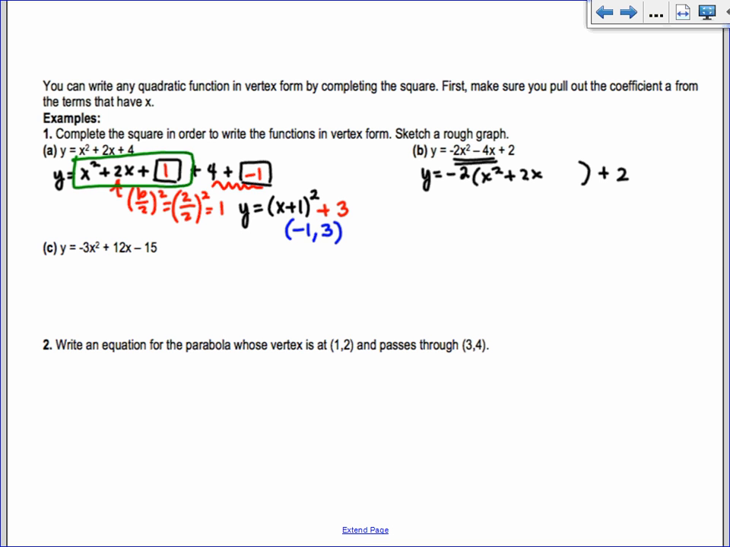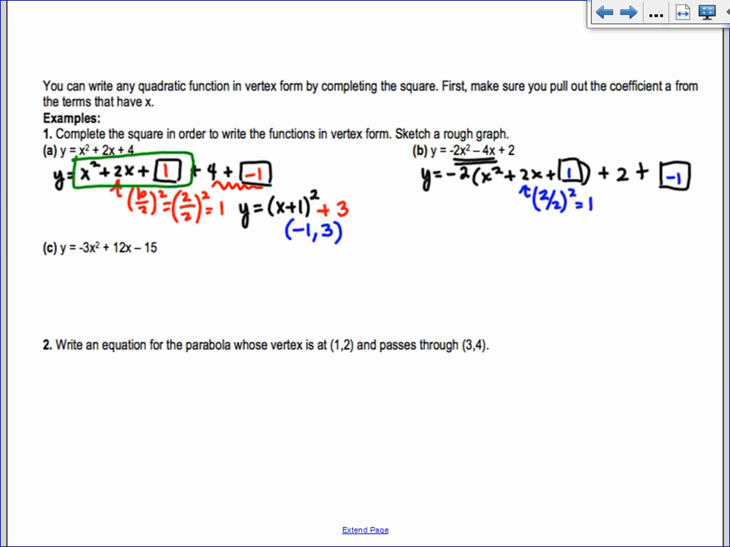And I'm going to complete the square. So I'm going to take that 2, divide it by 2, and square it. So I get 1 again. So that's what I'm adding in. That's like my little box. I'm adding, and I'm subtracting. So I'm going to do a plus 1, and I'm going to do a minus 1.